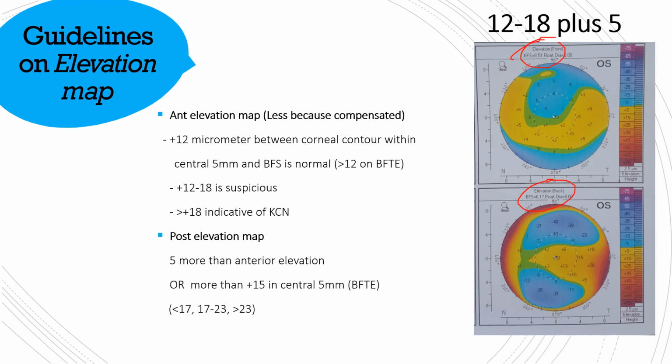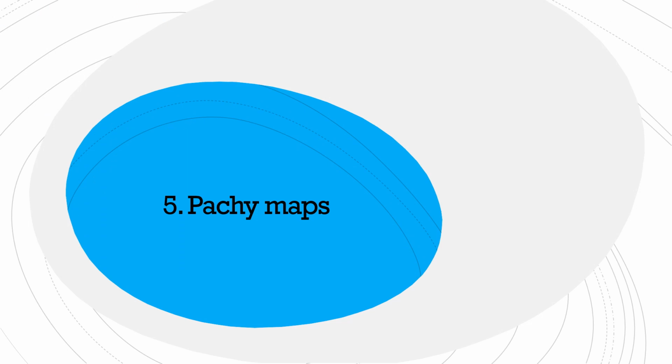So on the top one, up to 12 is normal, 12 to 18 is suspicious, and more than 18 is indicative of keratoconus, while 5 more on the posterior elevation map, which means up to 17 is normal, 17 to 23 is suspicious, and more than 23 is highly indicative of keratoconus. So remember the mnemonic 12 to 18 plus 5: 12 to 18 for the anterior elevation and 5 more for the posterior elevation. Then step 5 is parameters on the pachy map.